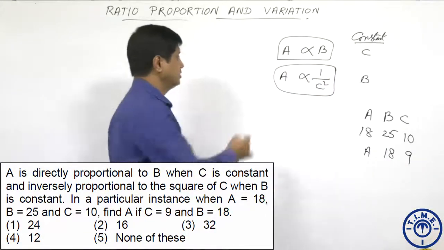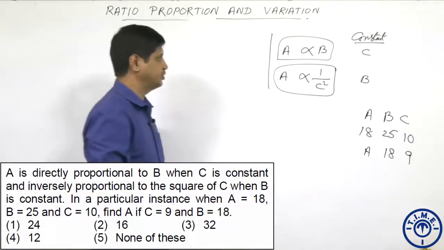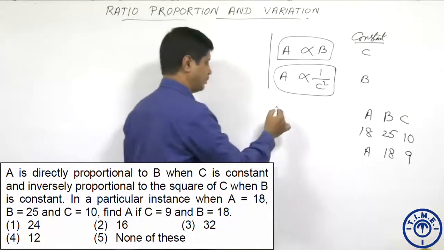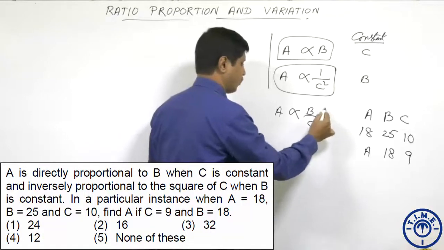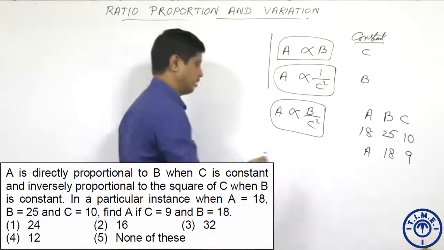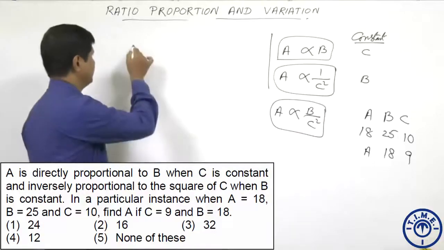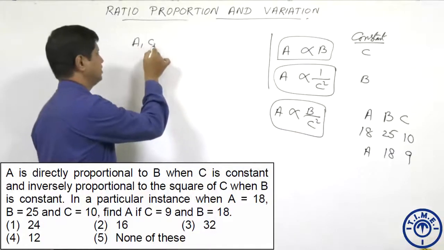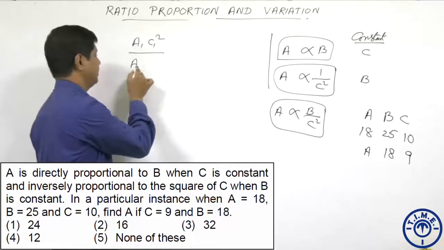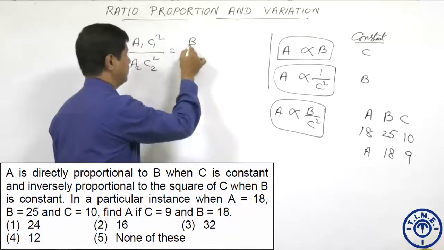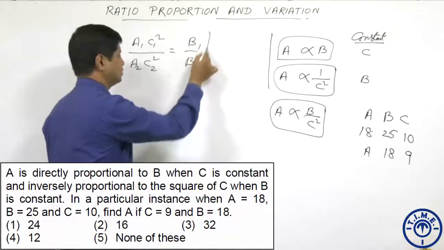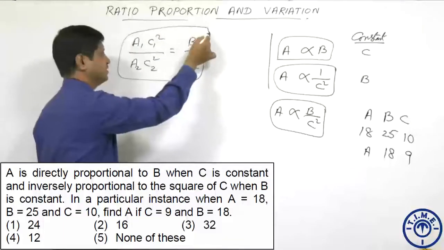Now, what is a joint variation? Combining these two, we get a joint variation. Now, A proportional to B by C square. B by C square means we can write this as A1 C1 square by A2 C2 square is equal to B1 by B2. Substitute the values, simplify, results, answer.